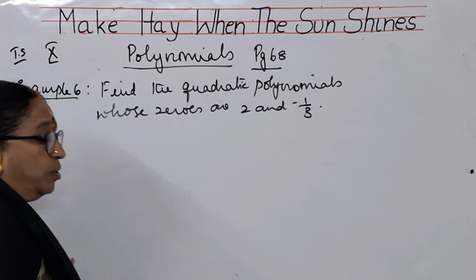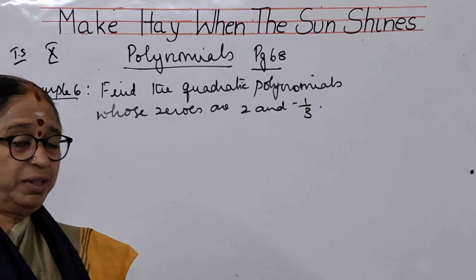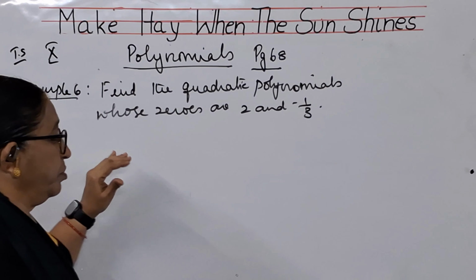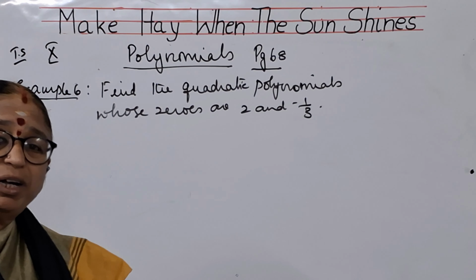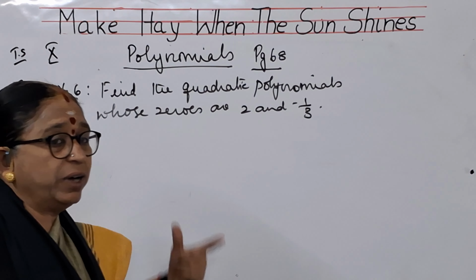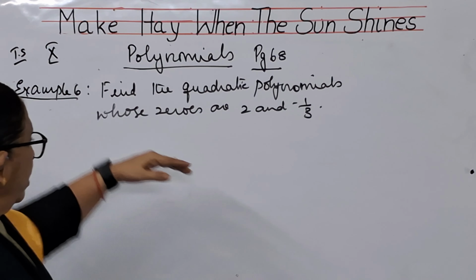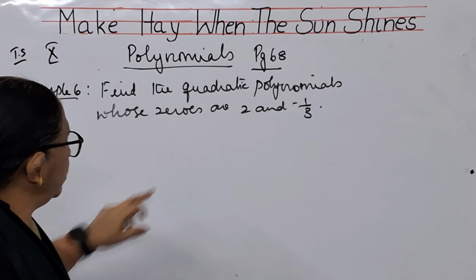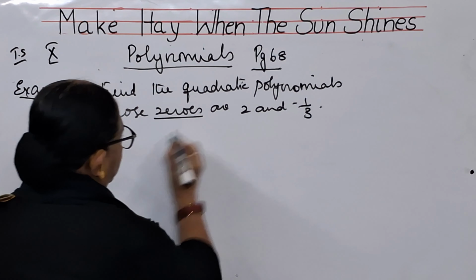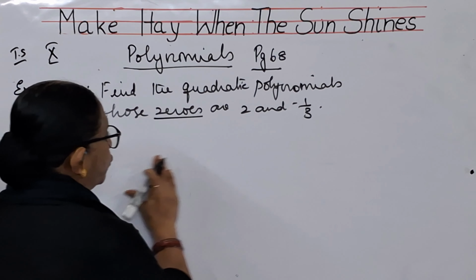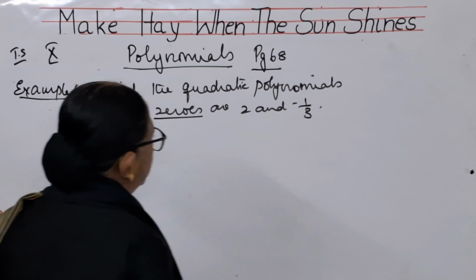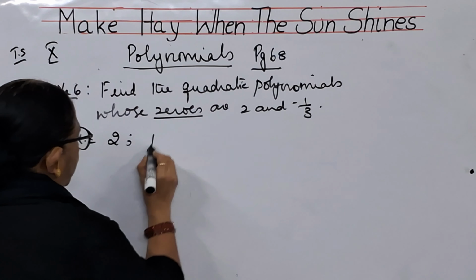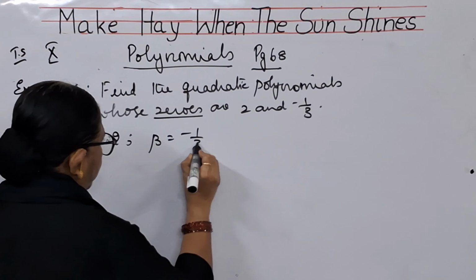Just now I told you, children, sometimes they will be giving you the sum and product of the roots, and sometimes they will give you only roots. Whatever is the case, you will be getting only 2 values. Same thing they have given in this problem. They have given only zeros. Zeros means alpha and beta. So alpha is given as 2, beta is given as minus 1 by 3.